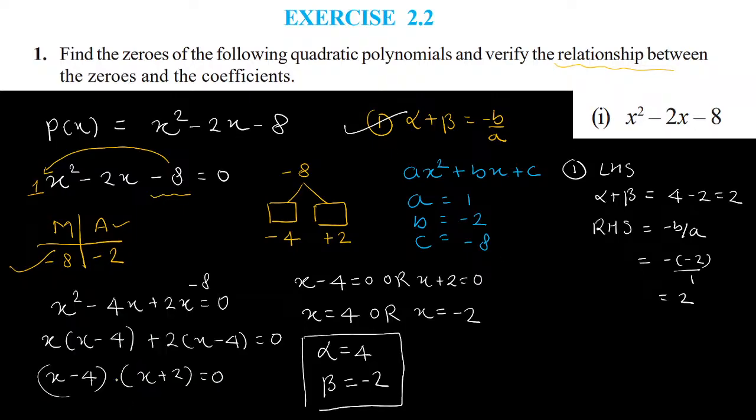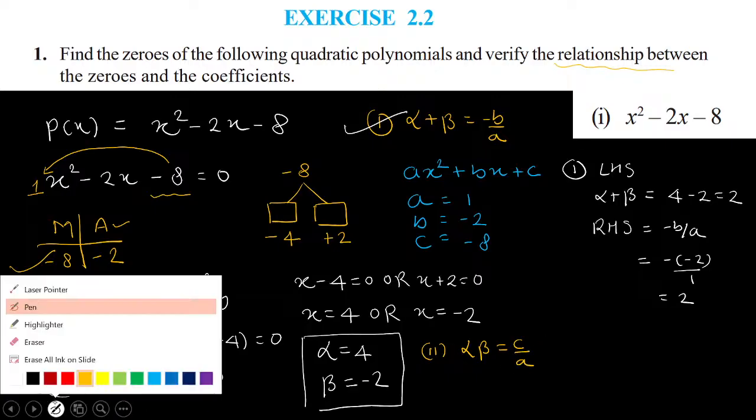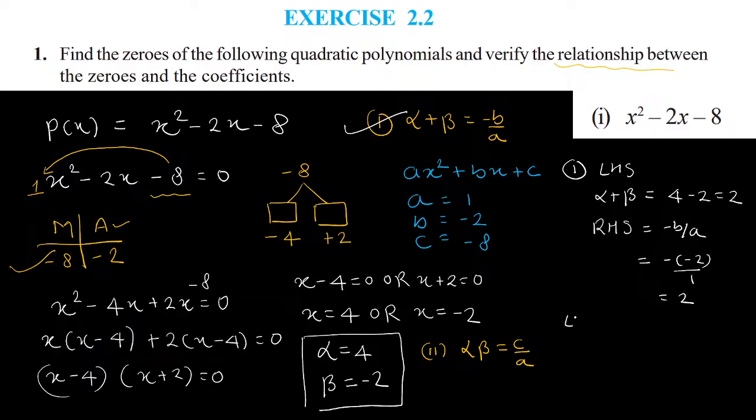Now let's go for the second one. The second relation is alpha beta equals c by a. LHS of the second relation is alpha beta. If I take the product of 4 and minus 2, I will get minus 8. And the RHS is c by a. What is c? We can see it is minus 8 by 1. So this one is also verified.